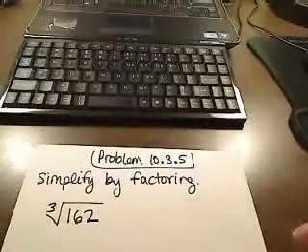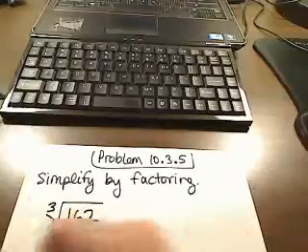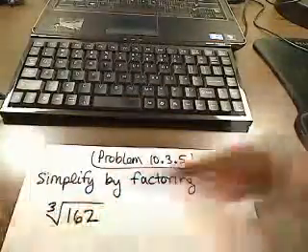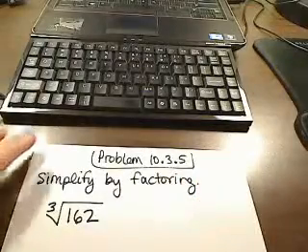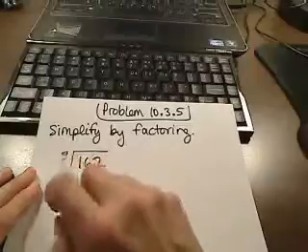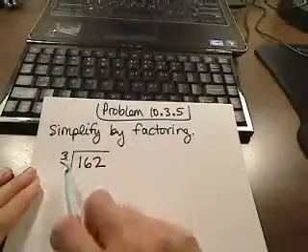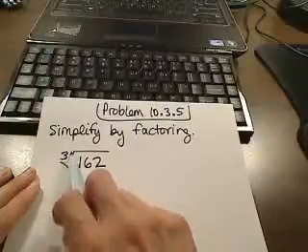Okay, this is problem 10.3.5, and we want to simplify by factoring. And anytime we're trying to simplify a radical, what we want to do is write the radicand in its prime factored form. And the reason for that is that will tell us how many of each factor we have, and that's going to allow us to see how to simplify it.